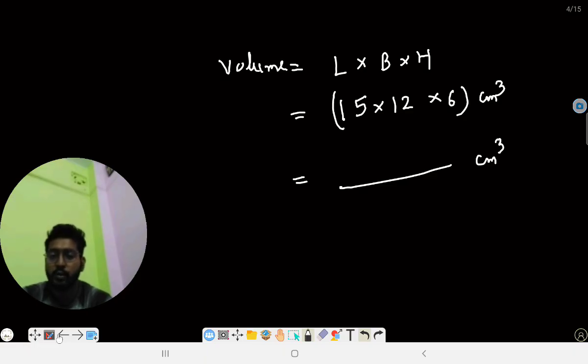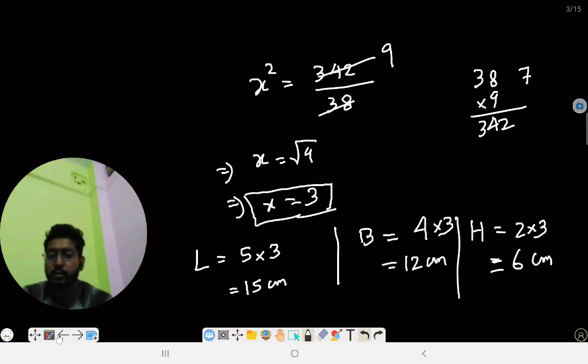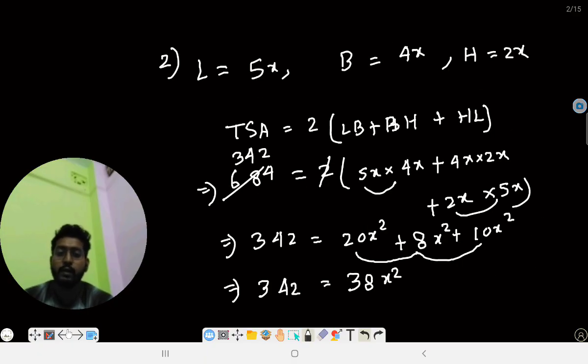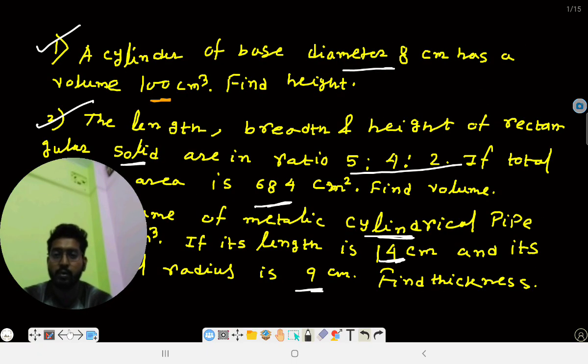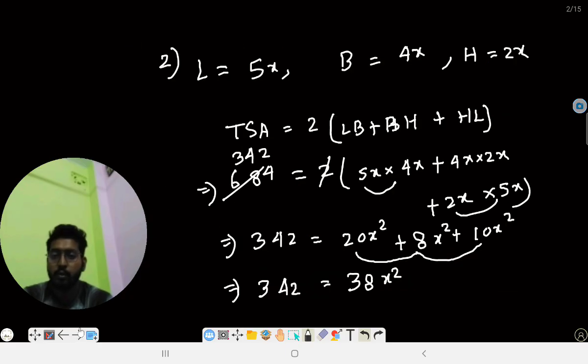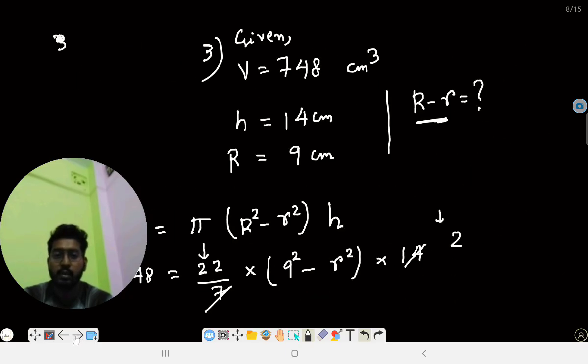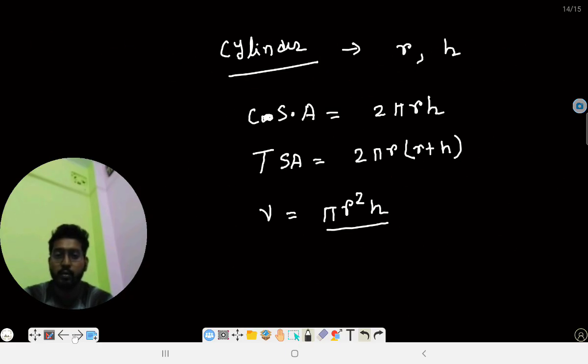So this is a way to solve this. Whenever anything is given in the question, first you have to write whatever values are given, then try that one. So this is question number 2. Now we move to question number 3. We have done question number 3.